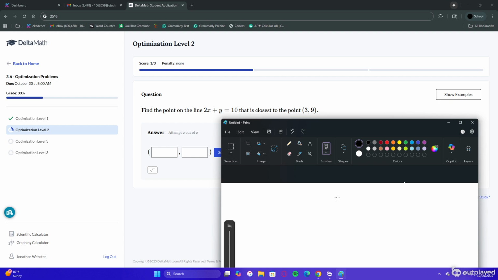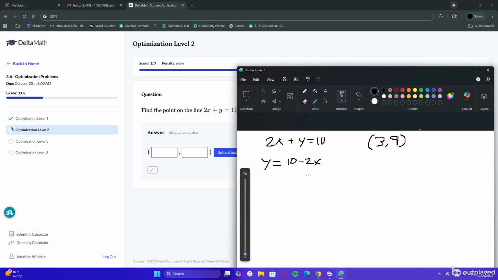So to do that, first write down 2x plus y equals 10. That's our line. And we have to find the point closest to (3, 9). So first step is to solve for y to get y alone. Moving 2x to the other side, you get y equals 10 minus 2x. So now we have our y, and we're trying to find a point (x, y). That's going to be our answer right here, that is closest to (3, 9).